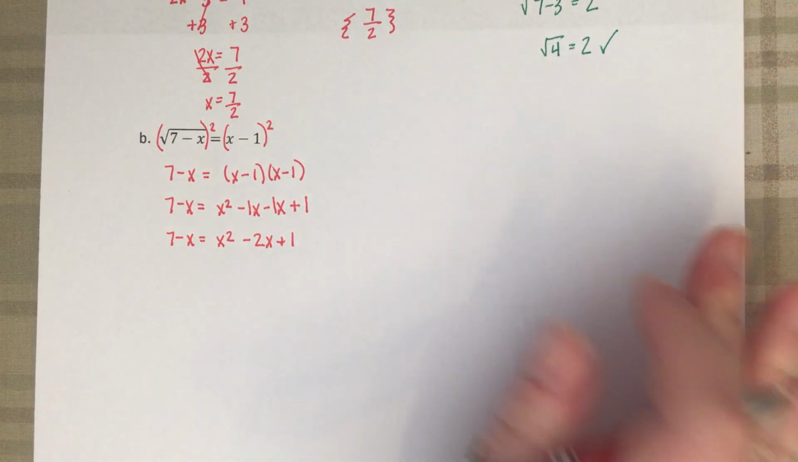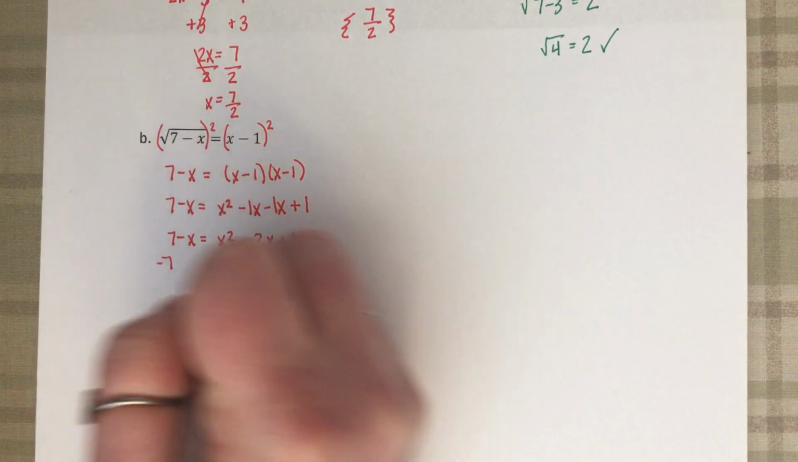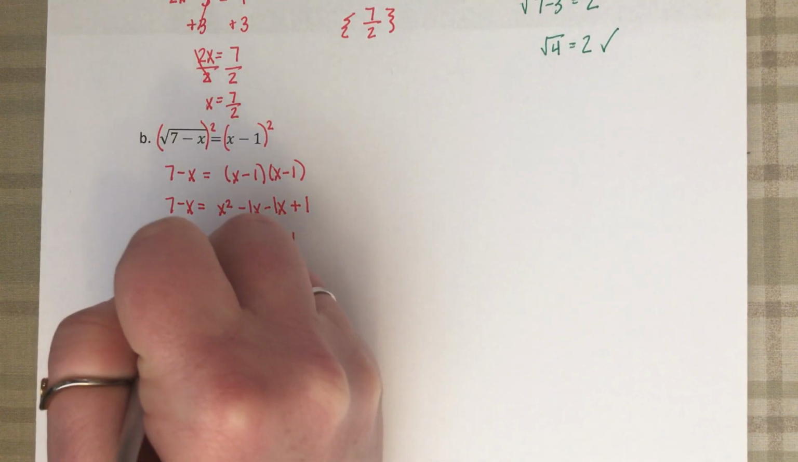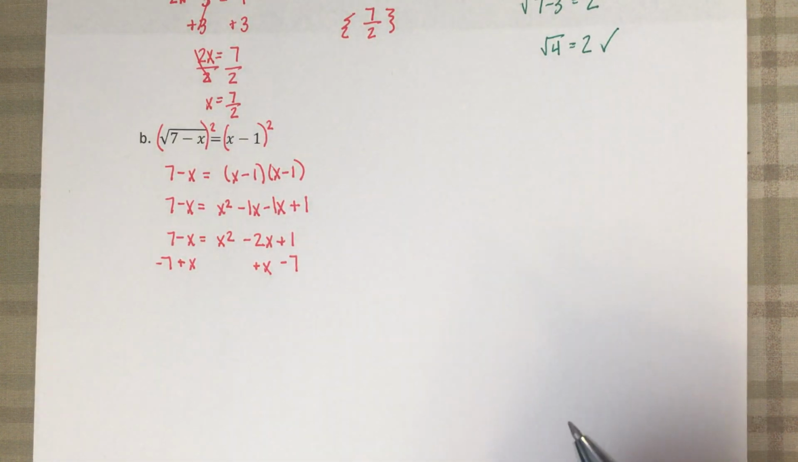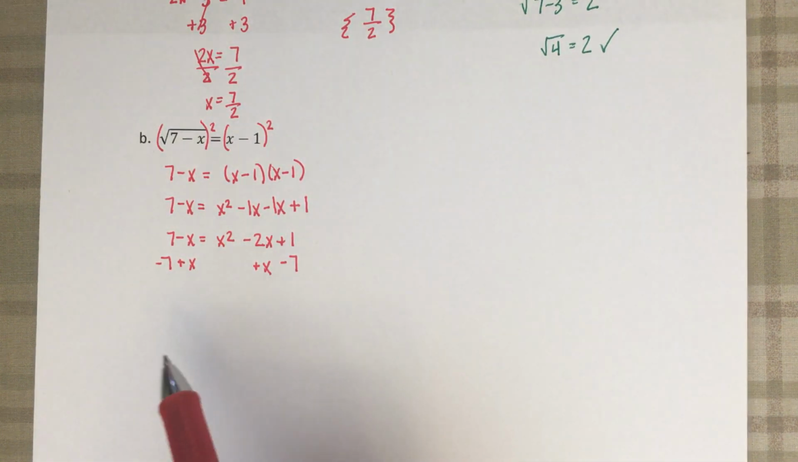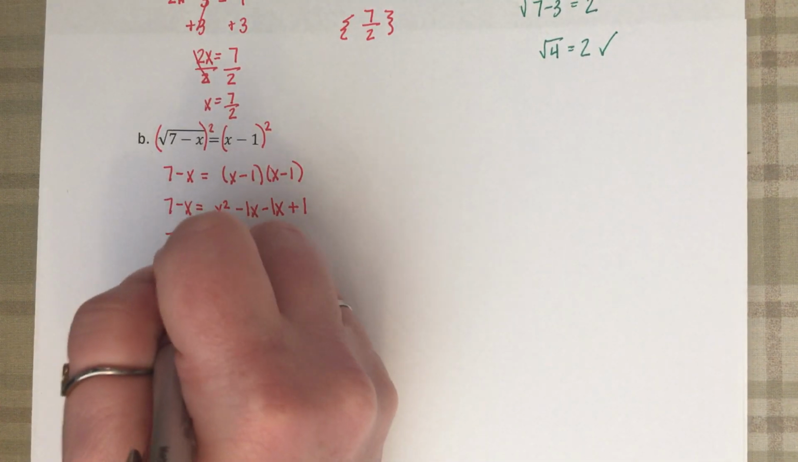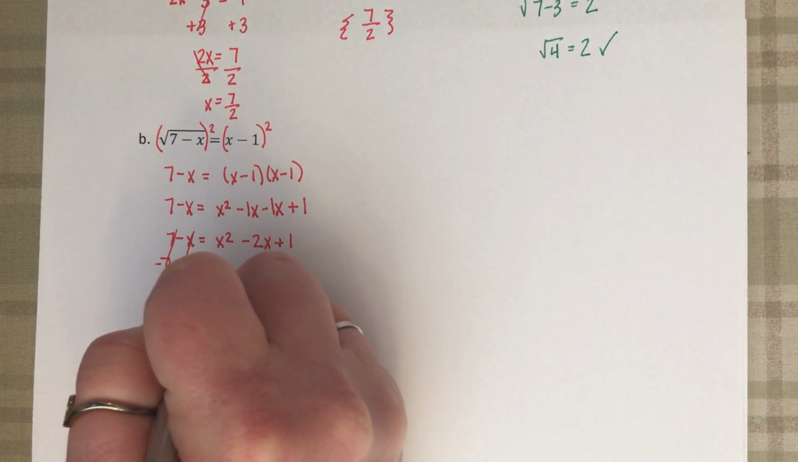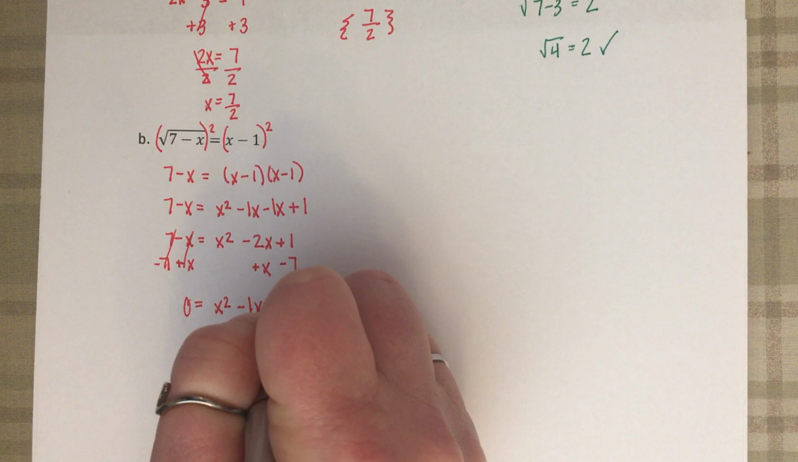Anytime we have an x squared, we want to try to factor, or use our quadratic formula. So I'm going to subtract 7 from both sides and add x to both sides. I chose to get rid of those because we want to get anything that's not next to the x squared on the same side as the x squared. So 0 equals x squared minus 1x minus 6.